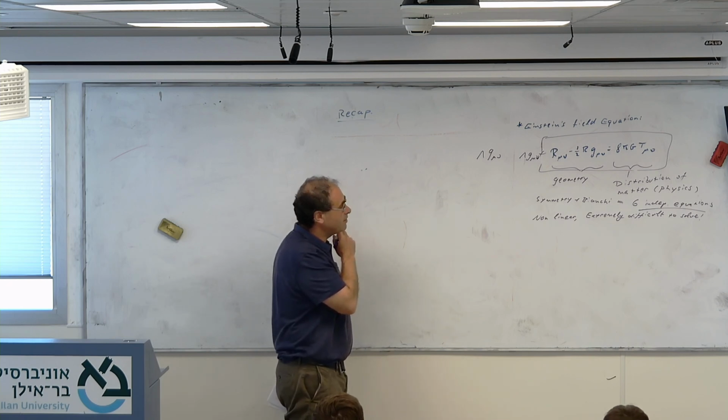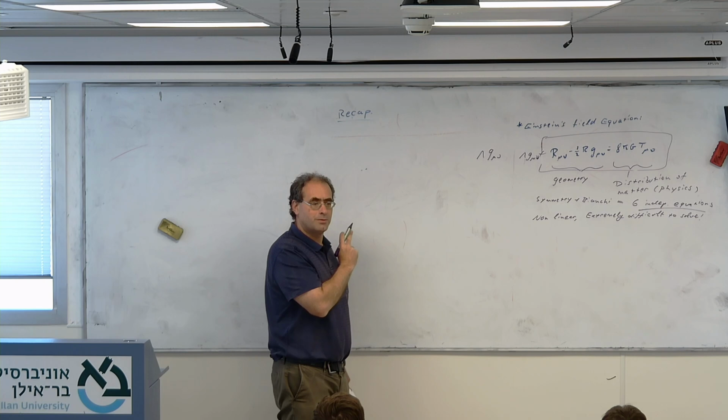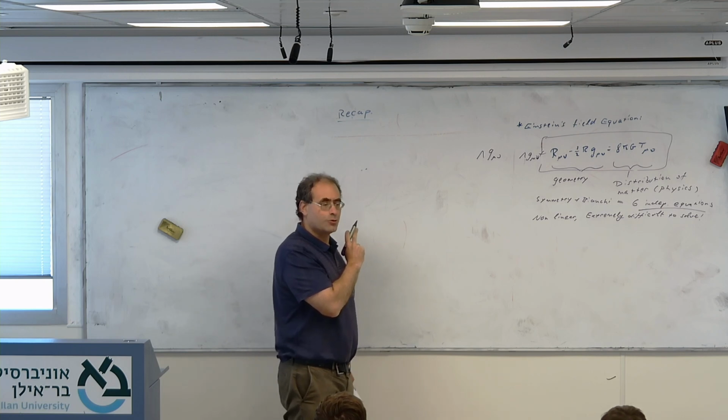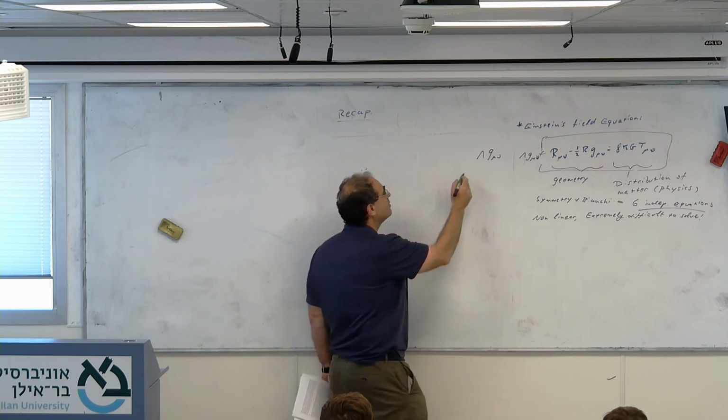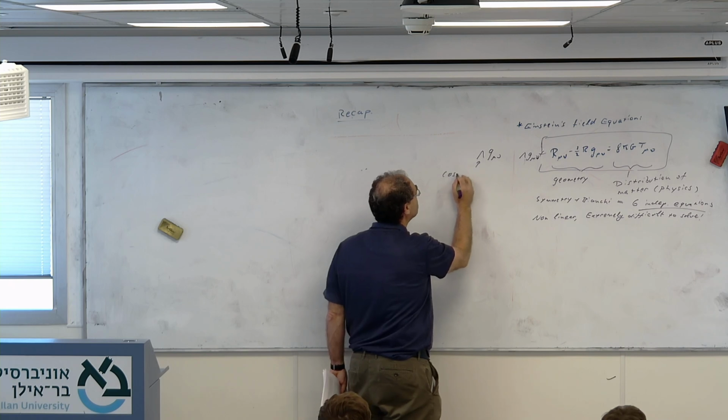In fact, Einstein added this term. You know how we call this term? Cosmological. It is a cosmological constant. So this lambda is known as the cosmological constant.